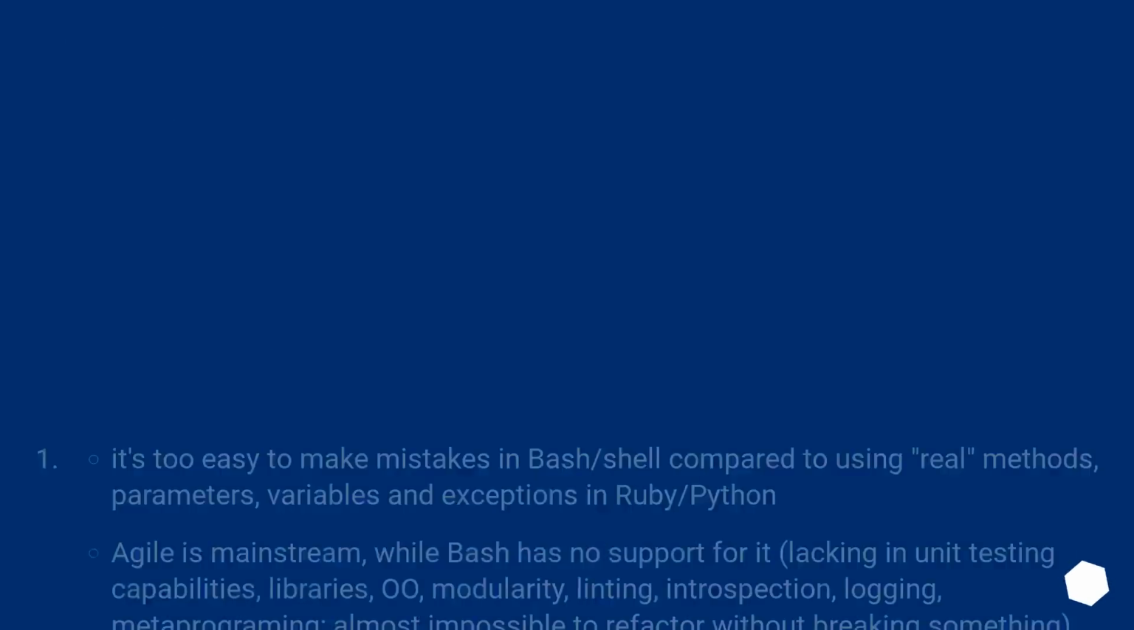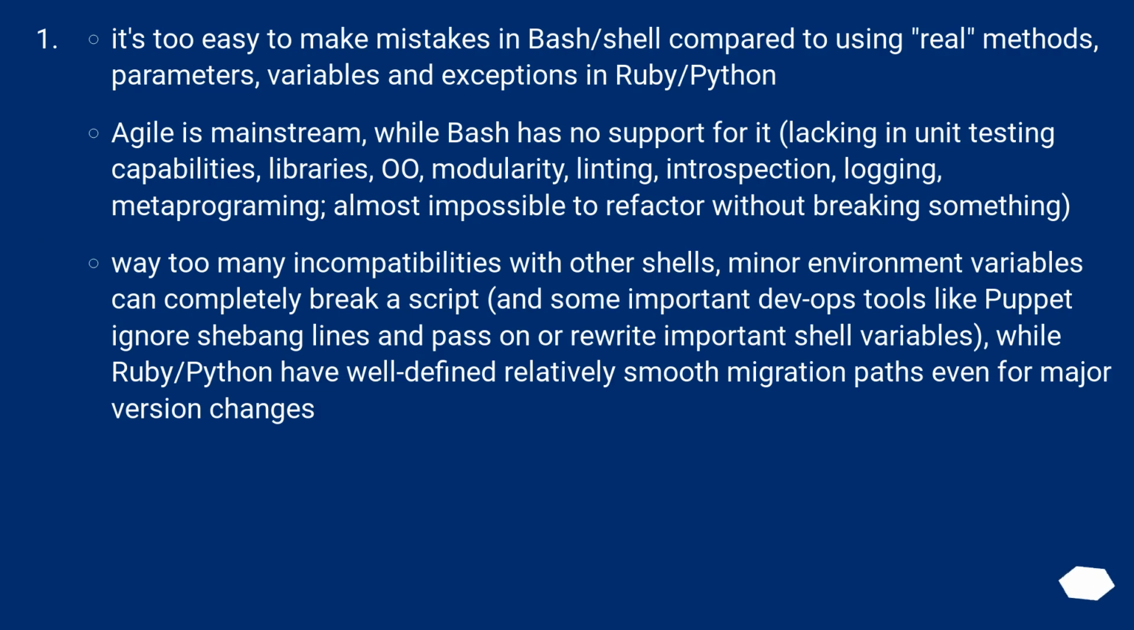Productivity. It's too easy to make mistakes in Bash/shell compared to using real methods, parameters, variables and exceptions in Ruby/Python. Agile is mainstream, while Bash has no support for it, lacking in unit testing capabilities, libraries, modularity, linting, introspection, logging, metaprogramming, and it's almost impossible to refactor without breaking something.